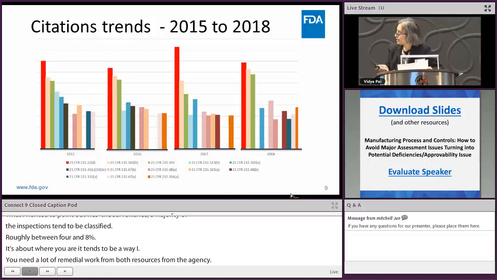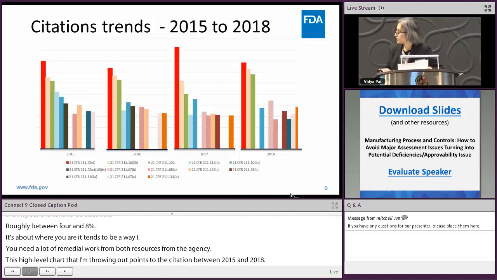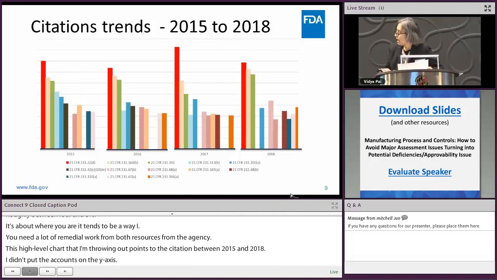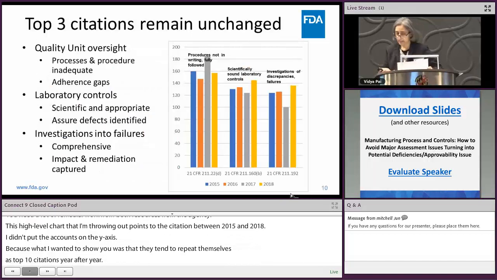And I didn't put the counts on the y-axis mainly because what I wanted to show you is the same themes tend to repeat themselves as top 10 citations year after year after year. You know, there's some moving around of the frequency, but the key items remain the same. And so in the next 3 slides, I'll talk towards those 3 specific items.